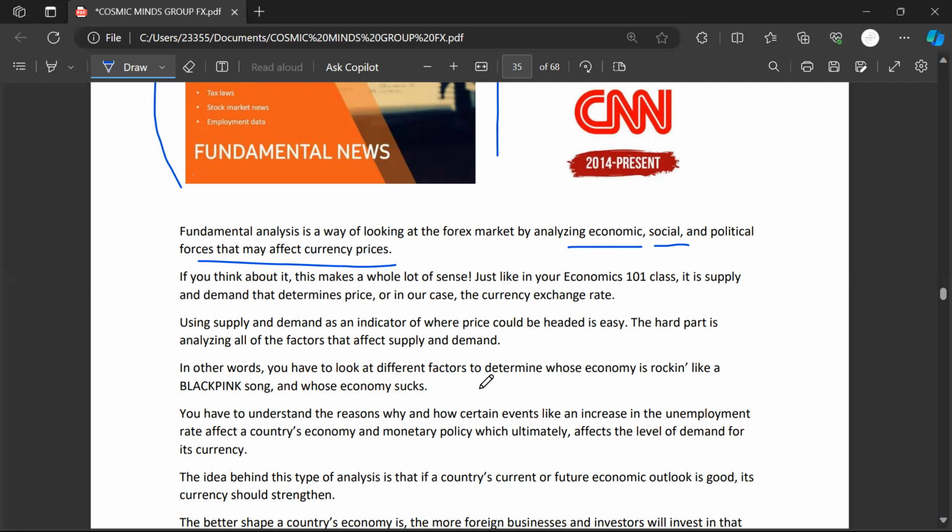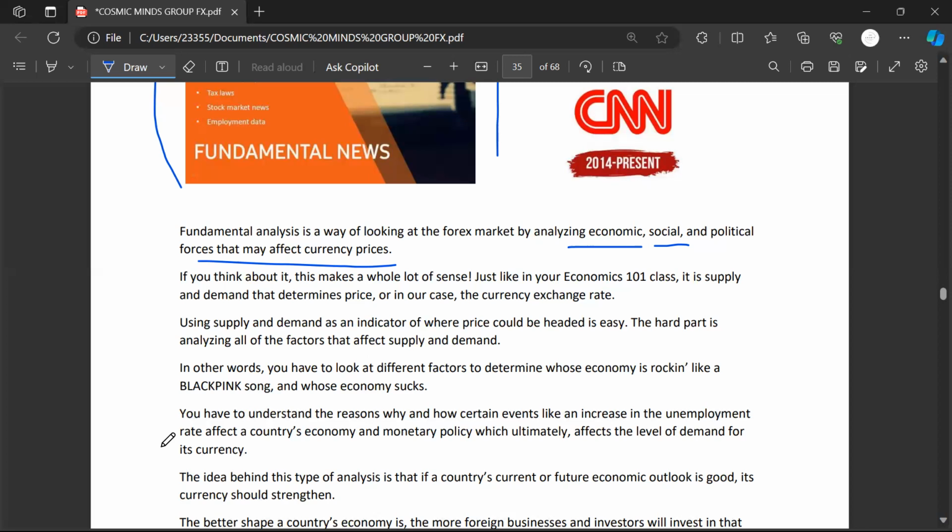Monetary policy, which ultimately affects the level of demand for its currency. You understand? So doing a fundamental analysis is very difficult. I'm telling you. I know some also say that technical analysis is difficult. Of course, I know technical analysis, and I also know fundamental analysis. But I'm telling you, fundamental analysis is very, very difficult to use to trade because the prediction is very, very difficult. Because within some short frame of time, things can happen crazily.